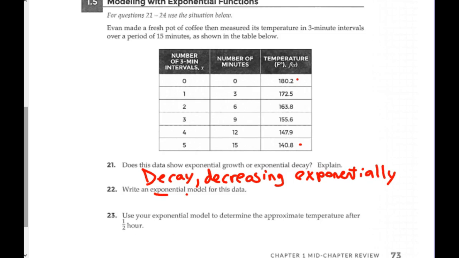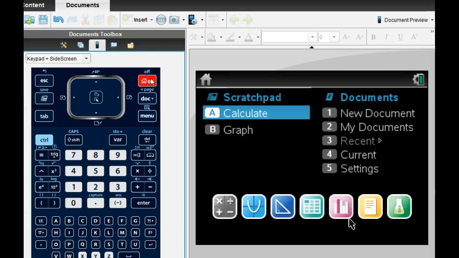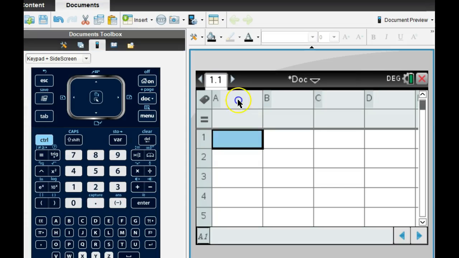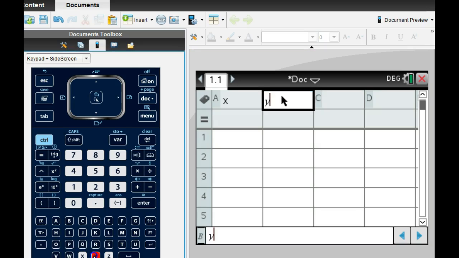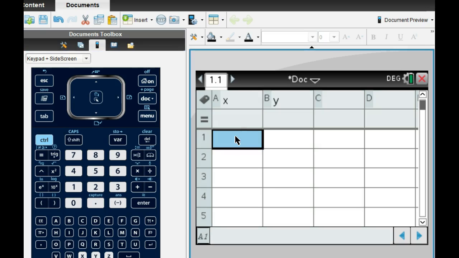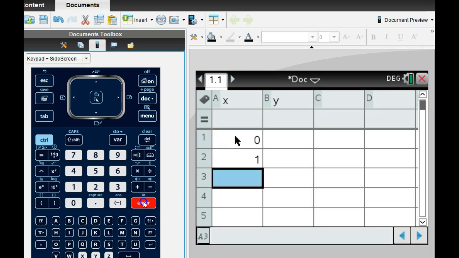Write an exponential model, which is menu 4 1 A in your Lists & Spreadsheets. Now, we're going to use X and Y, but just remember, each one of these X's is actually a 3-minute interval. If you look at the number of minutes, they're going by threes. So let's go in here to Lists & Spreadsheets, X, Y, and then we're going to type in 0, 1.